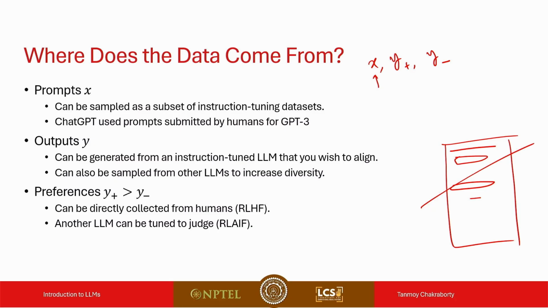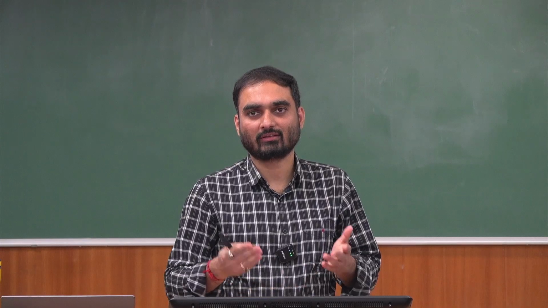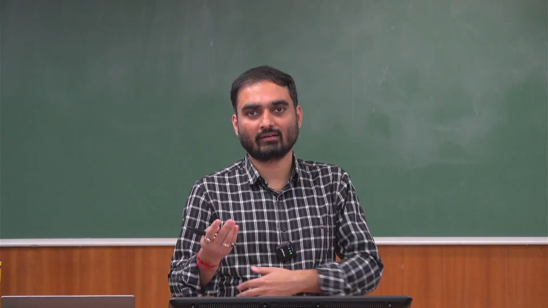Or you can let the users use your model the way ChatGPT did. ChatGPT was given to the public for usage. People wrote a lot of prompts, right? And OpenAI used these prompts for their RLHF. This can also be done. So X is sorted. How do we get the Y's? As I mentioned, all these outputs can be generated by the instruction tuned LLMs which you are now trying to align, or these Y's can be generated by any LLMs.